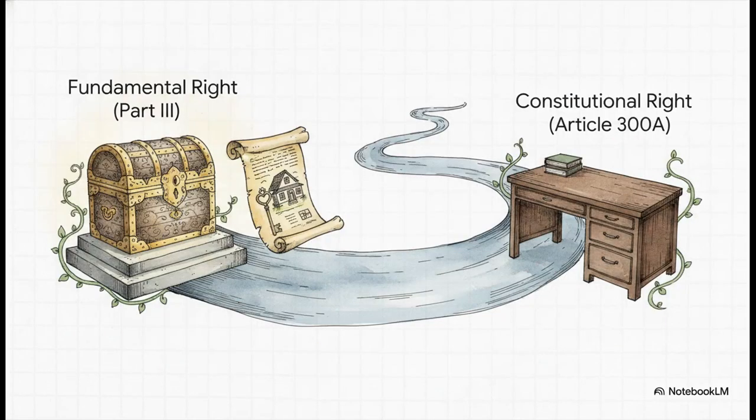Well, you see, the Constitution is a living document, meaning it adapts over time. The right to property was originally housed right there in Part 3 as a fundamental right. But it transitioned. It was moved completely out of Part 3 and became a mere constitutional right under Article 300A. What that means in practice is that while you can't be deprived of property save by authority of law, it just doesn't hold that supreme, highly protected status of a fundamental right anymore. It's a perfect example of how the Constitution can be amended to reflect changing national priorities.